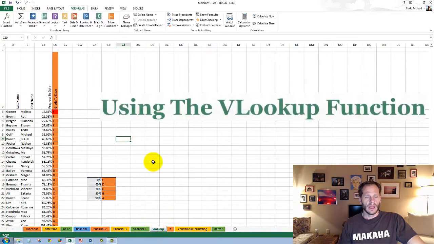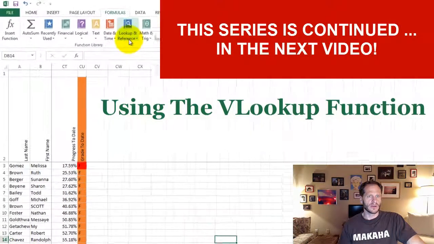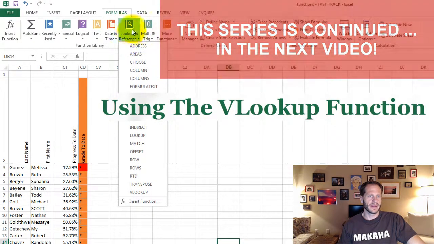Here's another really cool function, which is the VLOOKUP function. So if you notice up here, we have the Lookup and Reference category.